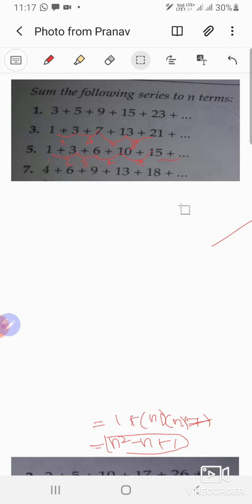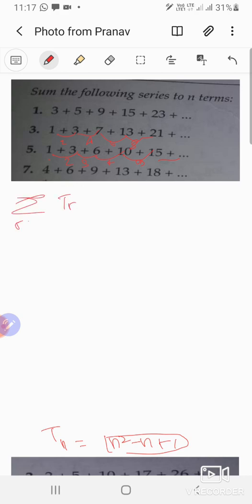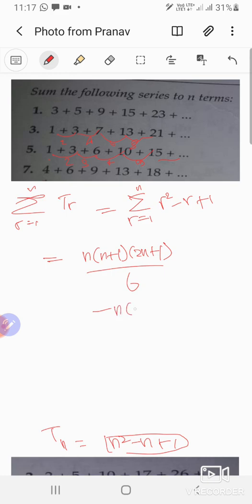Now just sum this up from 1 to n. All right, so this is our tn. So if we sum tr from r equals 1 to n, that is the same thing as summing up from r equals 1 to n, r squared minus r plus 1. And what's that supposed to be equal to? So you got n into n plus 1 into 2n plus 1 upon 6, minus n into n plus 1 upon 2, plus n. So you got n of these ones, so plus n. Now let's take n by 6 common, so that will give me n by 6 times 2n squared plus 3n plus 1.